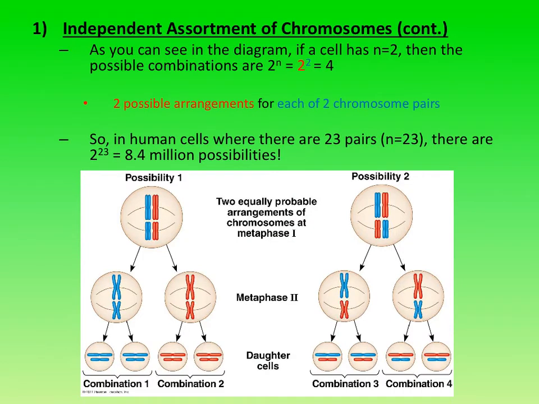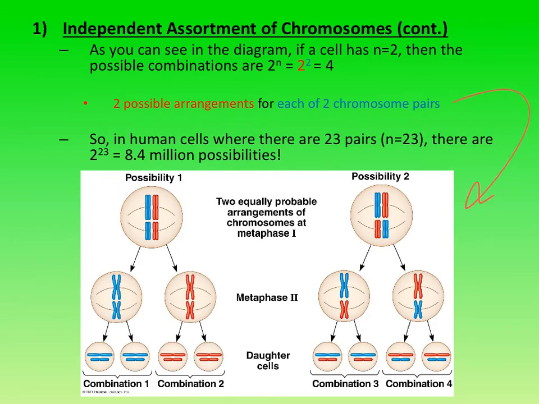Now, as you can see in this diagram, if a cell has an n equal to 2, so 2 chromosomes, right? And that would be a haploid version, so the diploid version would carry 4 chromosomes. Then we say that the possible combinations in independent assortment is 2 to the nth power. So in this case, 2 to the second power, or 4 different ways. And that would be 2 possible arrangements for 2 chromosome pairs. And you get something like you see in this picture.